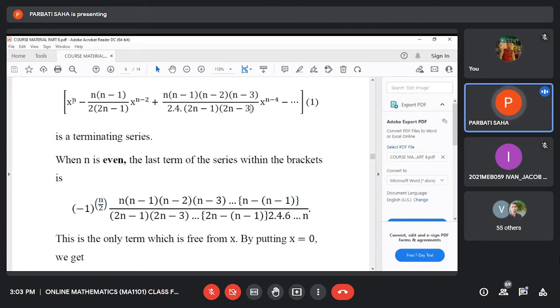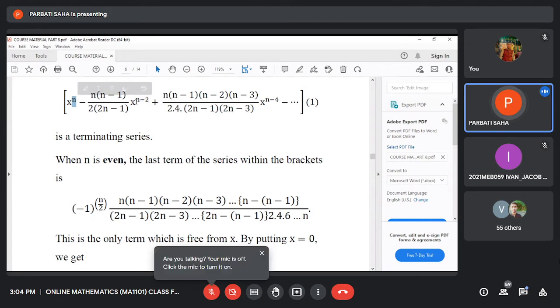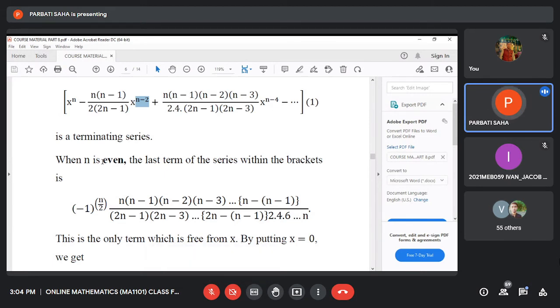Okay. And you see, gradually the degree of x decreases. This is n minus 2, this is n minus 4. So gradually the degree of x decreases. And so if we start with n even, suppose n is 6, then it is x to the power 6, then x to the power 4, then x to the power 2, after that x to the power 0, and then it will be terminated. And if n is odd, suppose it is 5, then it will be x cube, then x to the power 1. So the last term should contain x. Now we start with this where n is even.